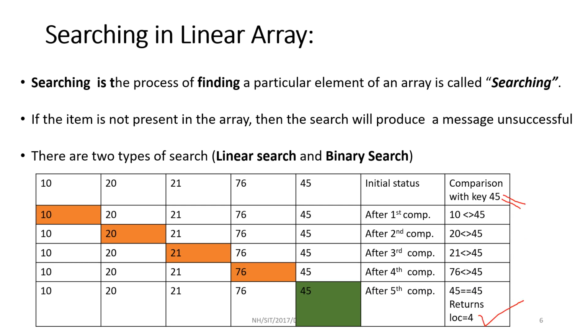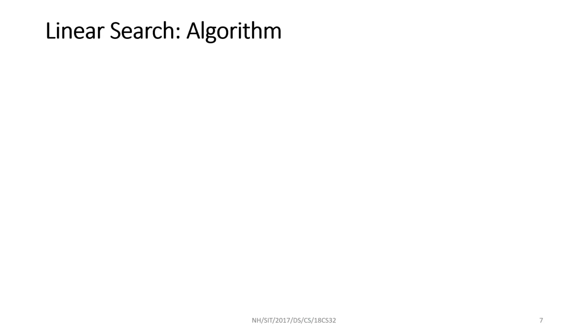Suppose this is 46. What happens? 10 and 46 are compared. They are not matching. 20 and 46 are compared. They are not matching. 21 and 46 are compared. They are not matching. 76 and 46 are compared. They are not matching. 45 and 46 are compared. They are not matching. The result will be not found. Location is -1. That indicates that the element is not there in the list.